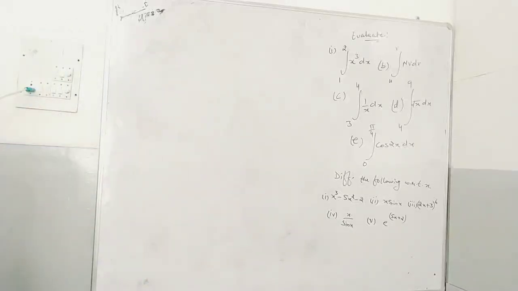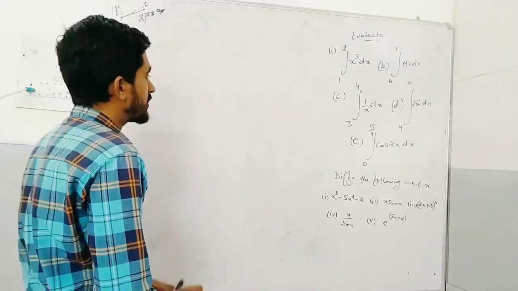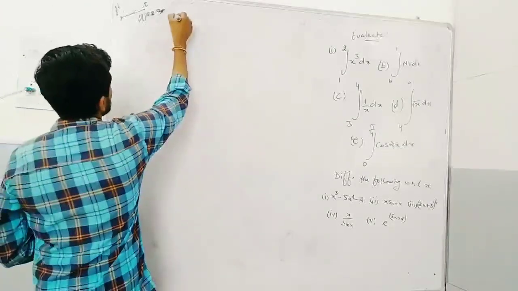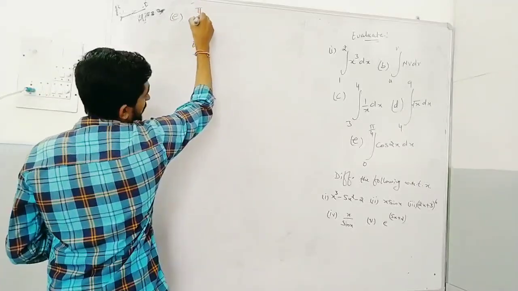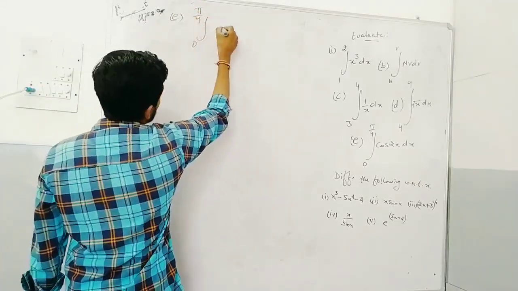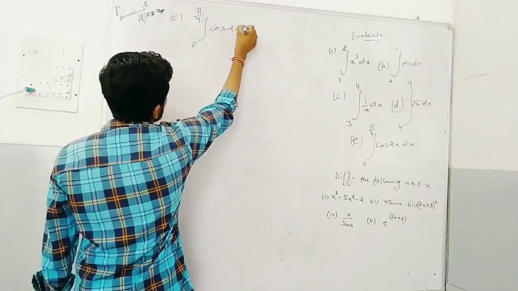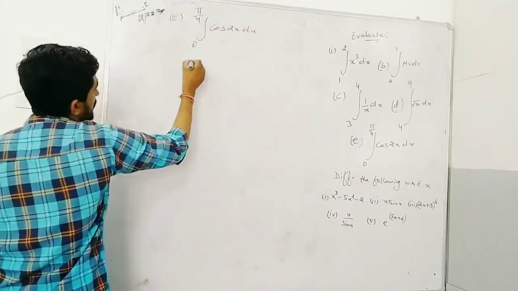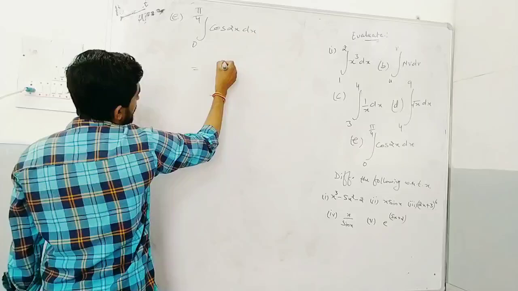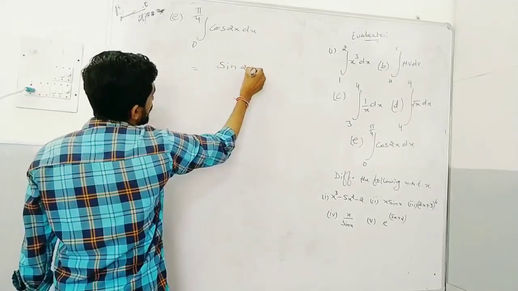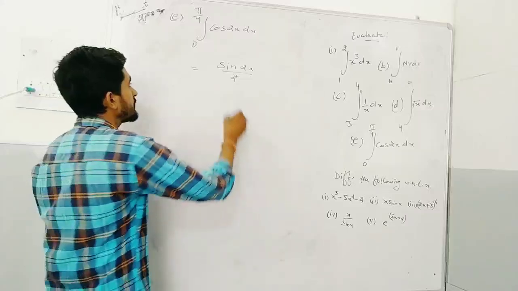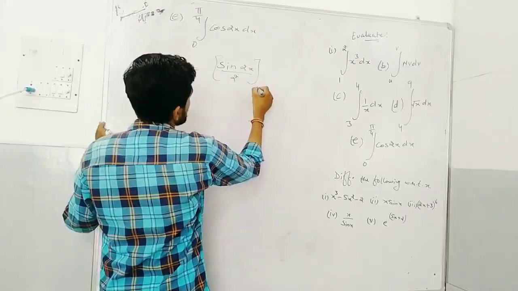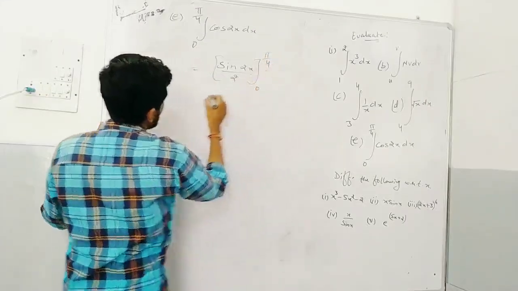For the next part, what does E part say? E part says integration from 0 to pi by 4 of cos 2x dx. The integration of cos 2x is sin 2x upon 2, with limits 0 to pi by 4.